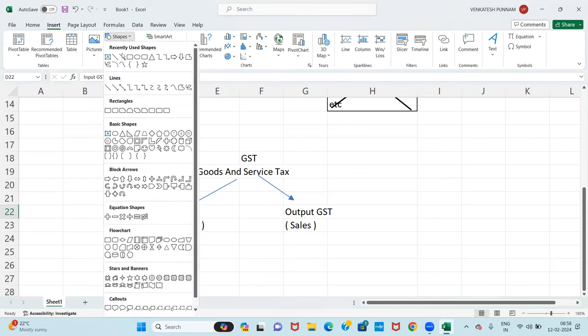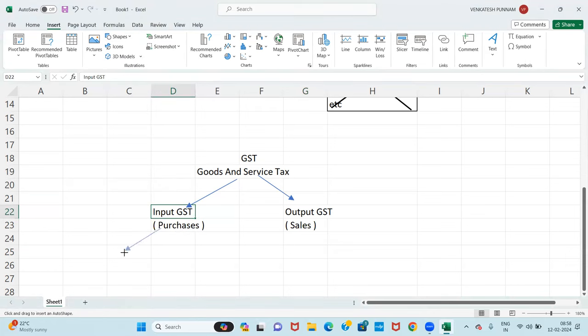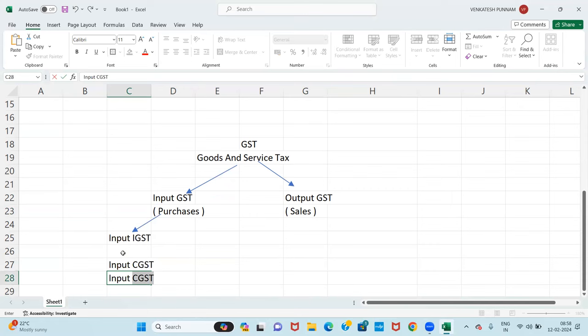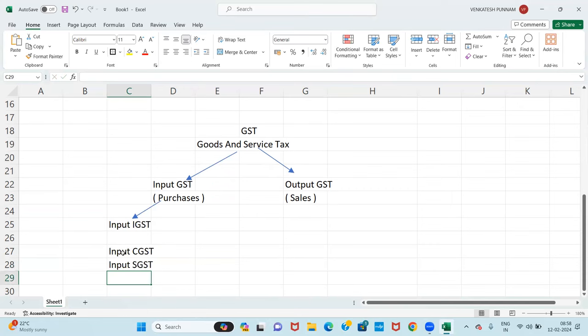Guys, concentrate here, my dear students. Input GST is divided into three types: input IGST, input CGST, and input SGST.